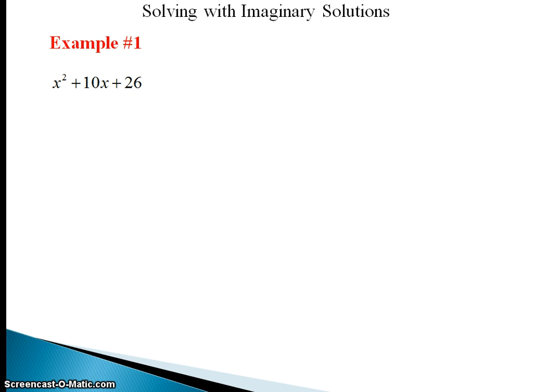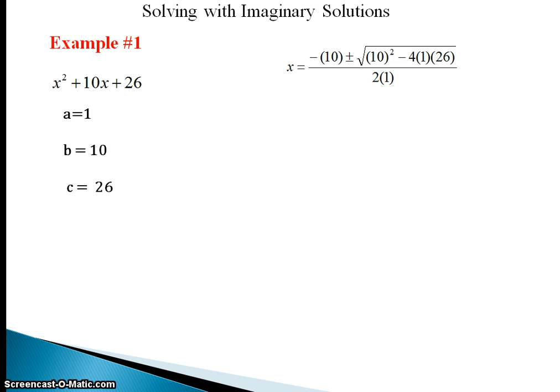Now, what does this look like if we're actually solving a quadratic? Well, I have a quadratic here, and we are going to identify A, B, and C and plug those values into the quadratic formula and simplify. So here we have -10 plus or minus the square root of -4 divided by 2.